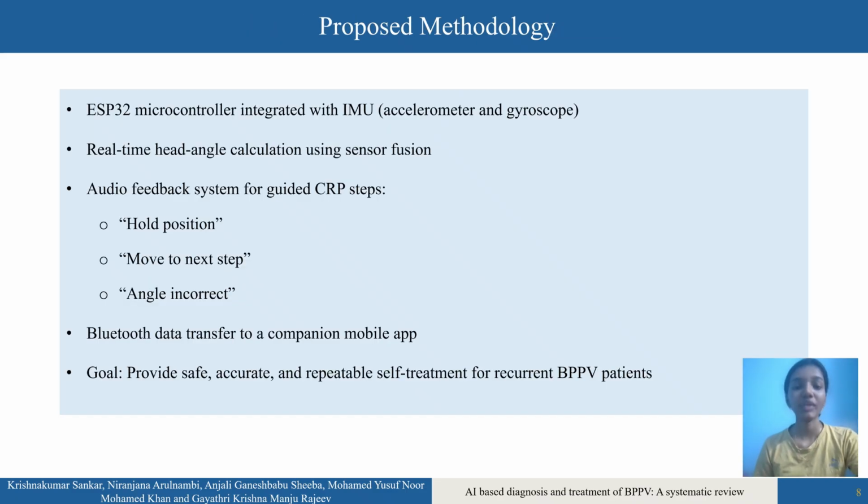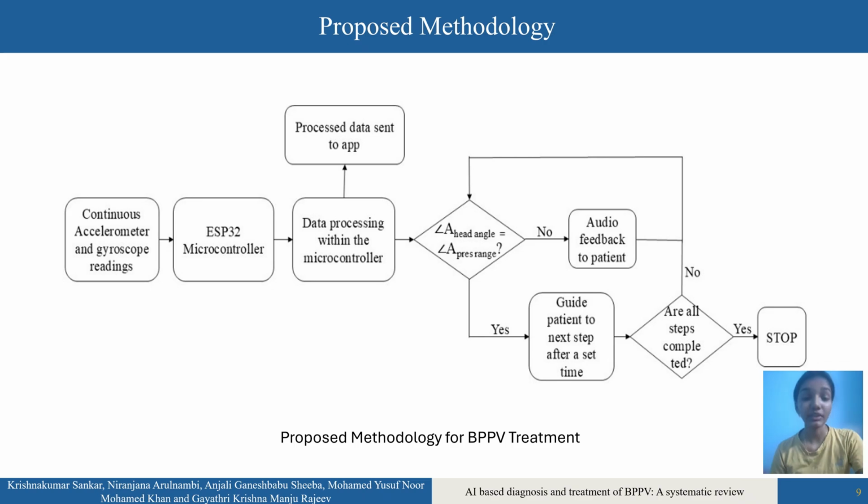Proposed methodology. Our proposed system incorporates an ESP32 microcontroller combined with an IMU, that is inertial measurement unit, containing an accelerometer and gyroscope. This allows us to calculate the patient's head angle in real time using a sensor fusion algorithm. Then, during the canalith repositioning procedure, that is CRP, the device provides audio feedback such as "hold position," "move to next step," or "angle incorrect" to ensure precise execution of each step.